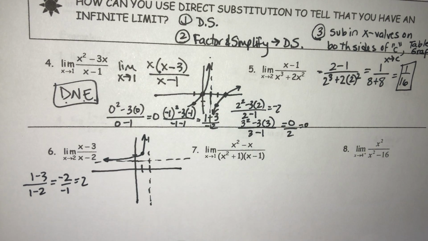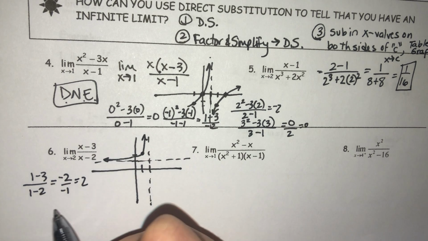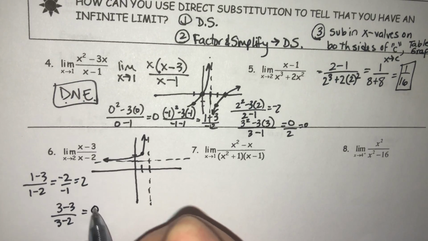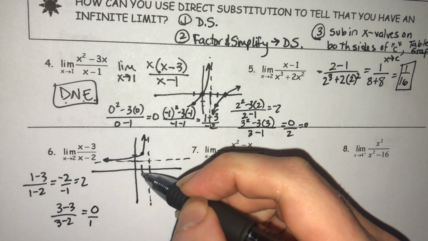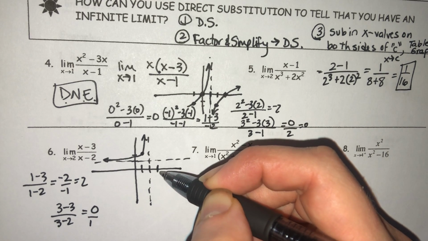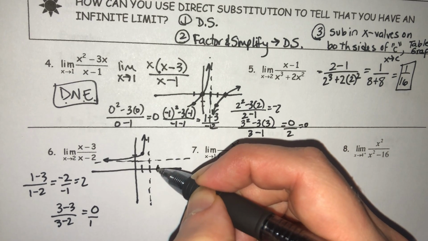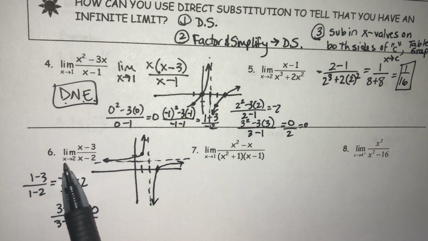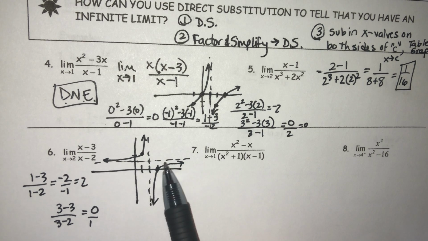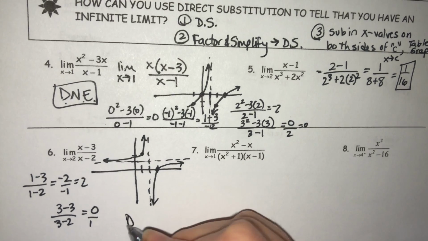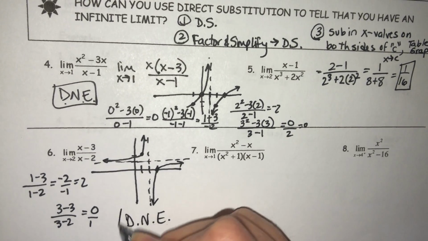Now, let's substitute in a 3. 3 minus 3 over 3 minus 2. That gives me 0 over 1. So when I'm over here at (3, 0), my y-coordinate is 0, which means I'm going to go like this. So as my graph approaches the x value of 2, from the right, it's going to negative infinity. From the left, it's going to positive infinity. So this does not exist.